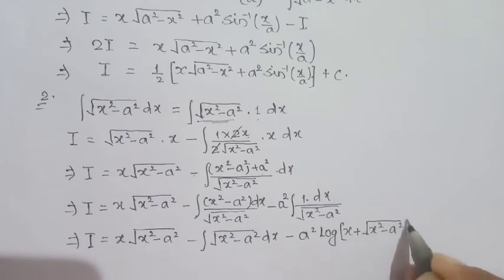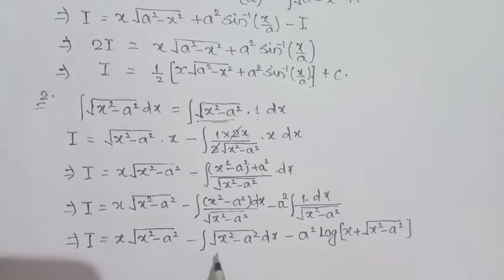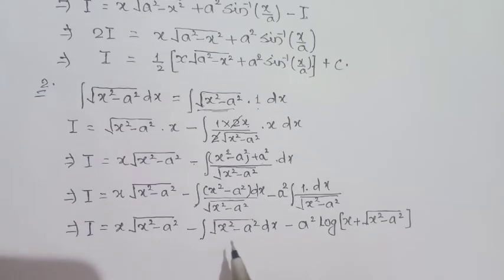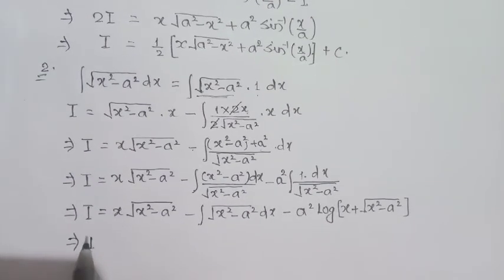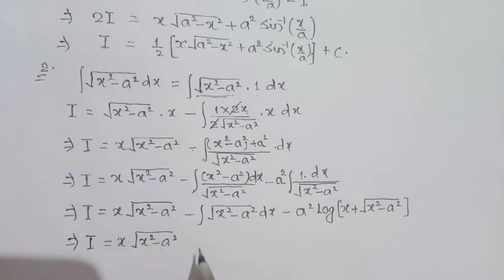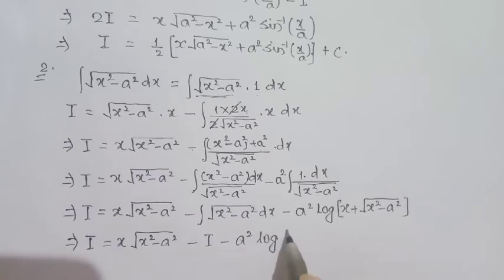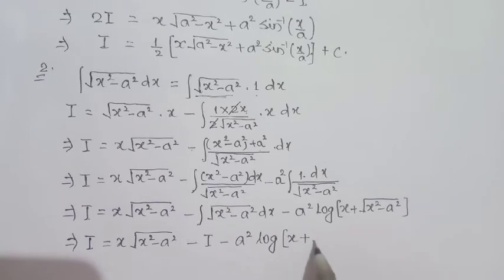Yesterday we have done so many problems based on this formula. Again this will become I, so write it as I. Hence I is equal to x into under root x square minus a square, minus I, minus a square into log of x plus under root x square minus a square.